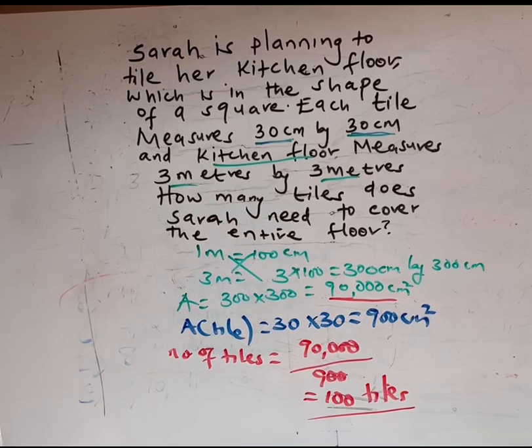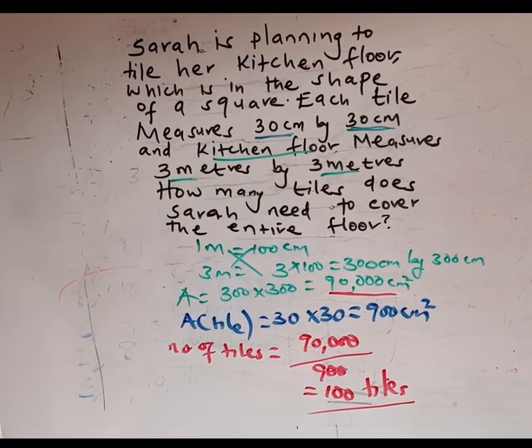Sarah needs exactly 100 tiles to cover the entire kitchen floor. With this number, she can create a stylish and practical space where she can cook. And there you have it. Sarah's kitchen floor puzzle has been solved.